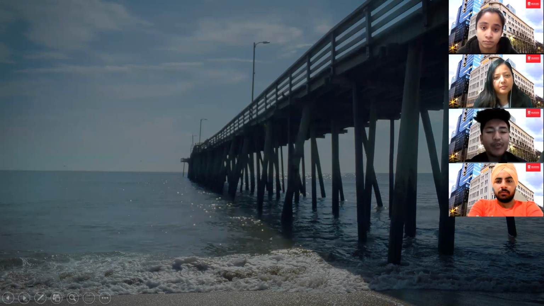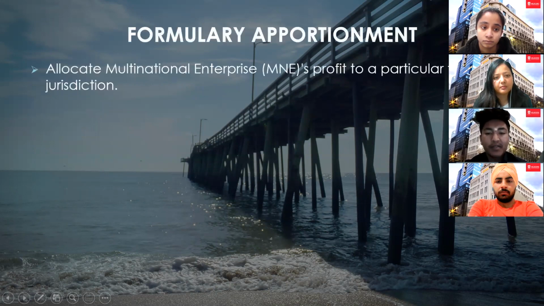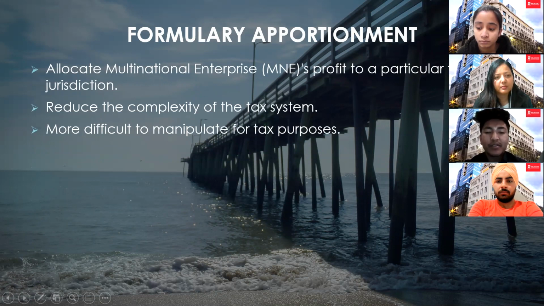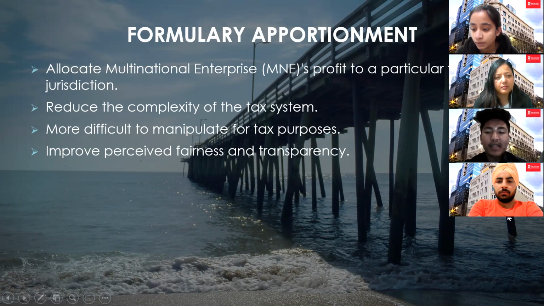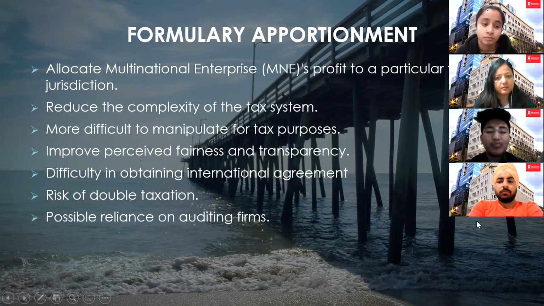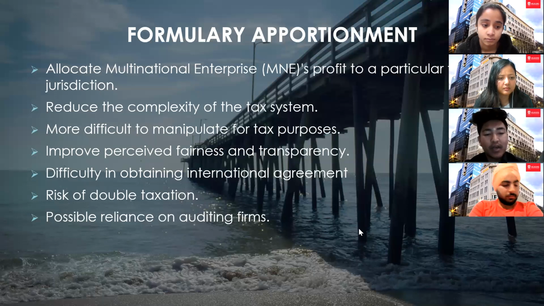Likewise, another major principle of transfer pricing is formulary apportionment, which allocates the profit earned by the corporation to the particular tax jurisdiction in which the corporation has a taxable presence. This approach helps to reduce the complexity of the tax system. Also, it helps to improve the perceived fairness and transparency. This approach is far more difficult to manipulate for tax purposes, as it led to the double taxation issue for the income of the multinational corporation.